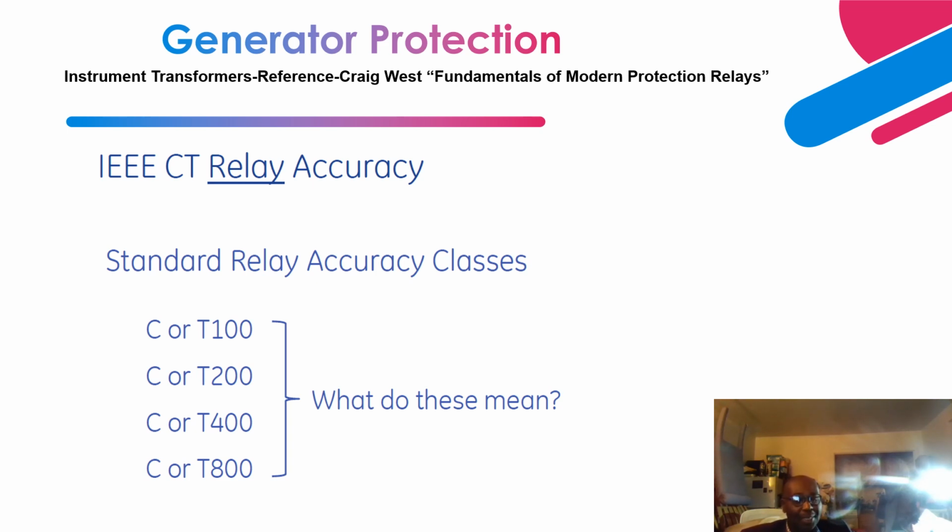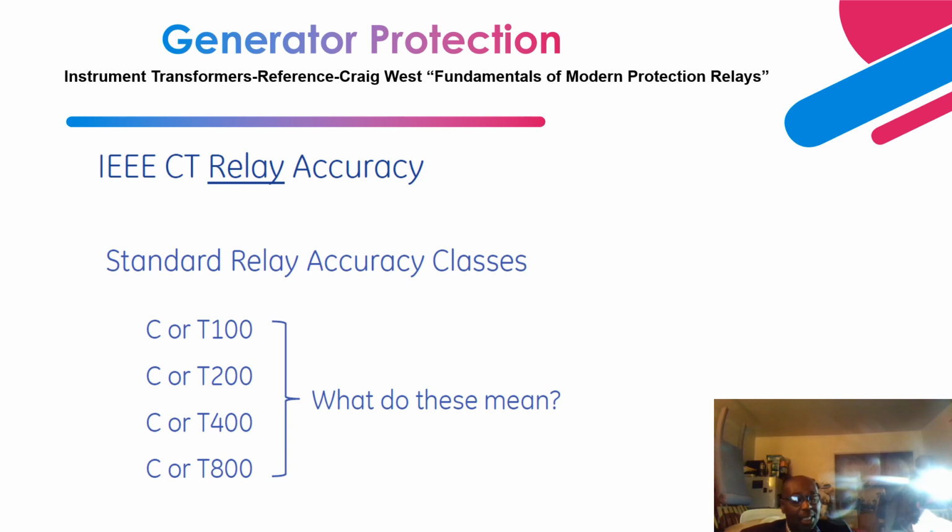Now let's go to C200. Let's say you have a CT with a secondary of 5 amps. 20 times 5 is 100. So it means that to achieve the 200 volts maximum across the secondary, we need a 2 ohm burden to avoid saturation and to have improved performance of the CT.